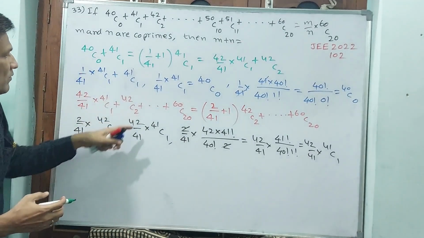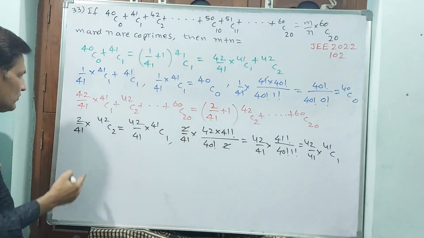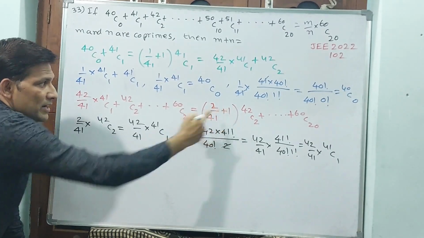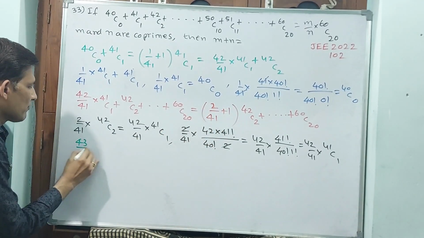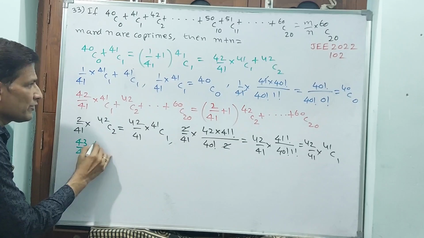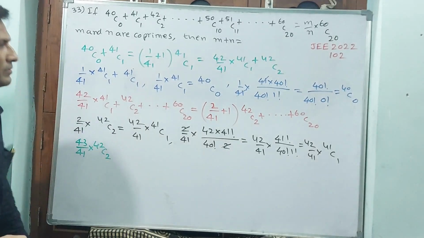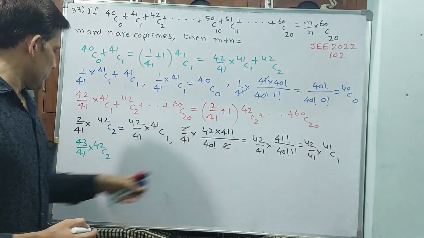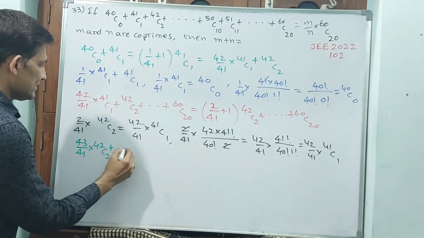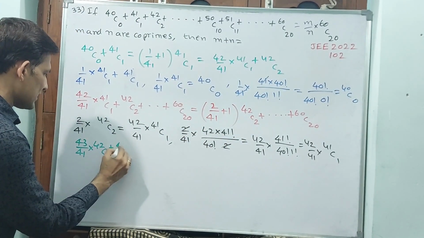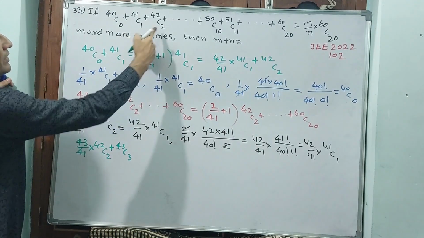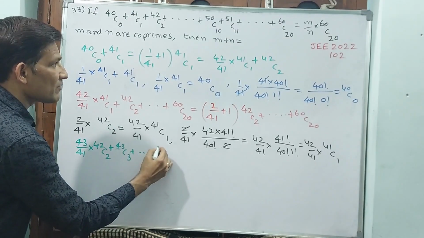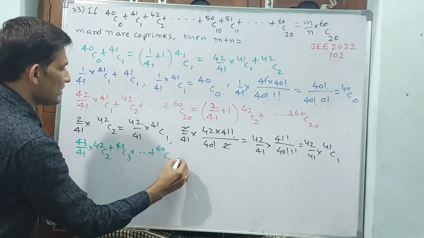Now we are changing this term like this. It has become 2 plus 41, 43 by 41 into 42C2, plus here 43C3 will be there. Why? Because n and r are both changing. Plus the last term will be 60C20.